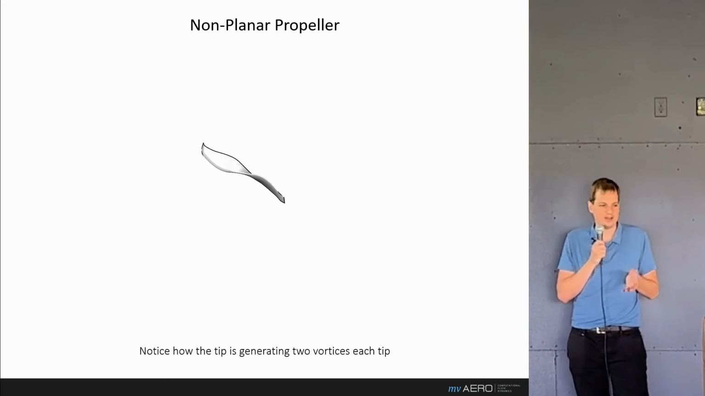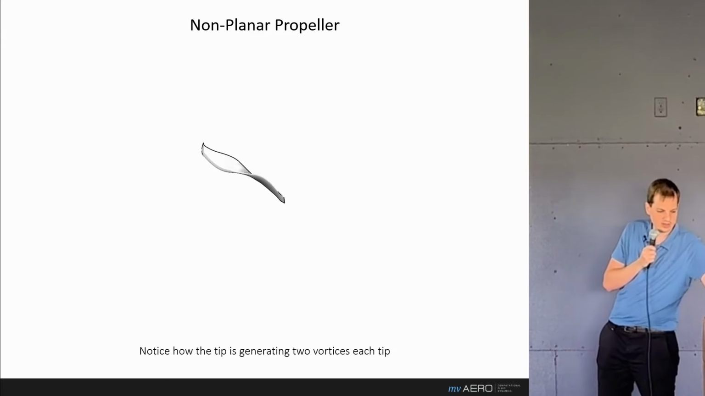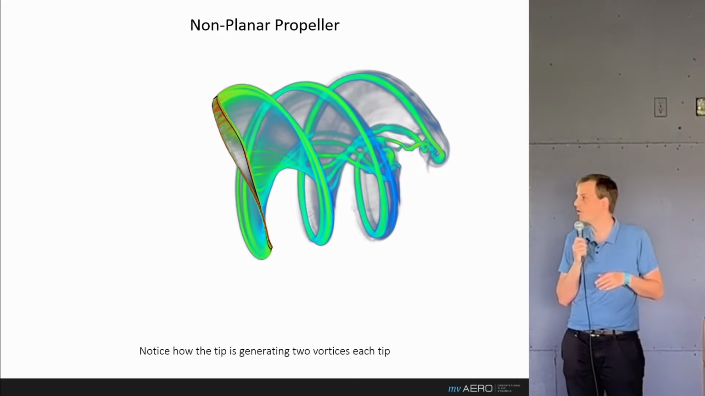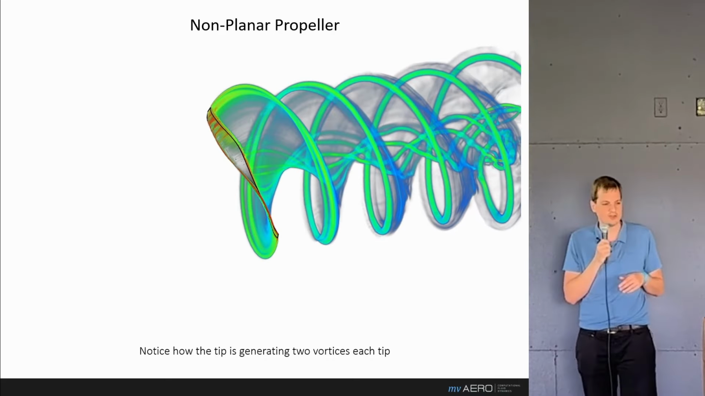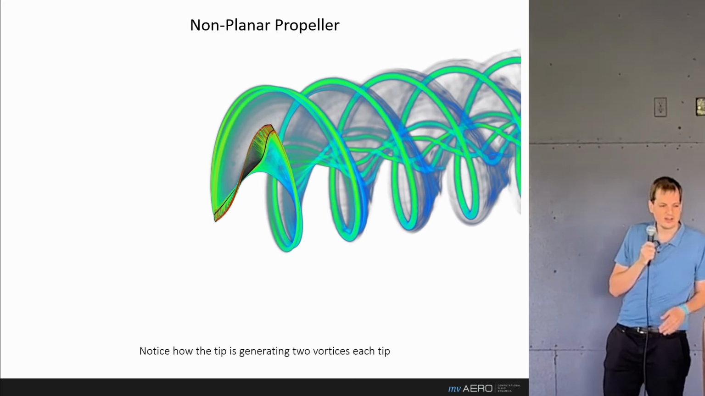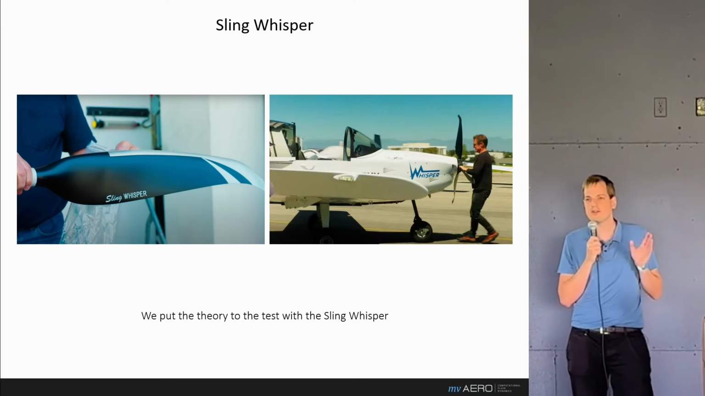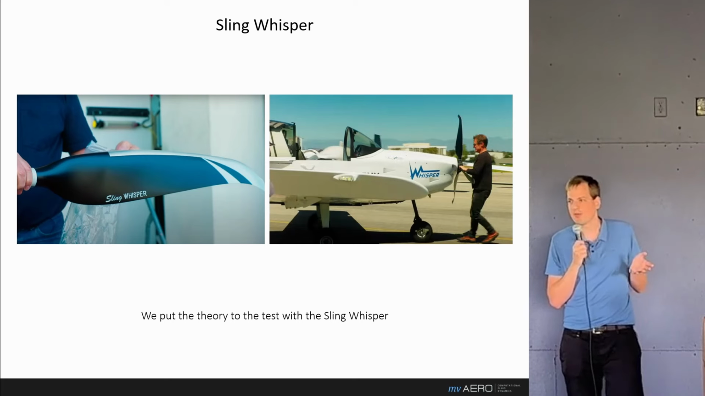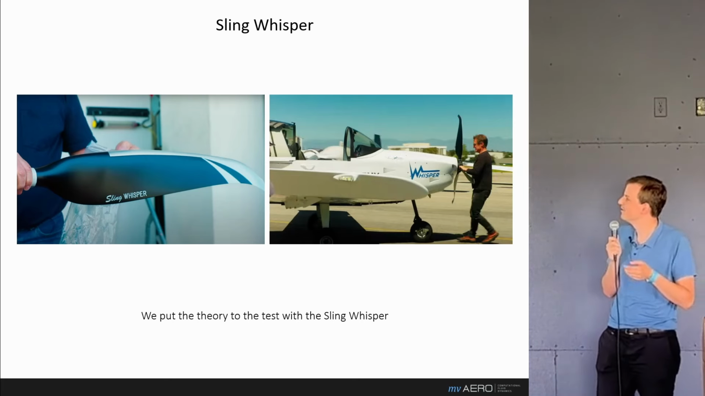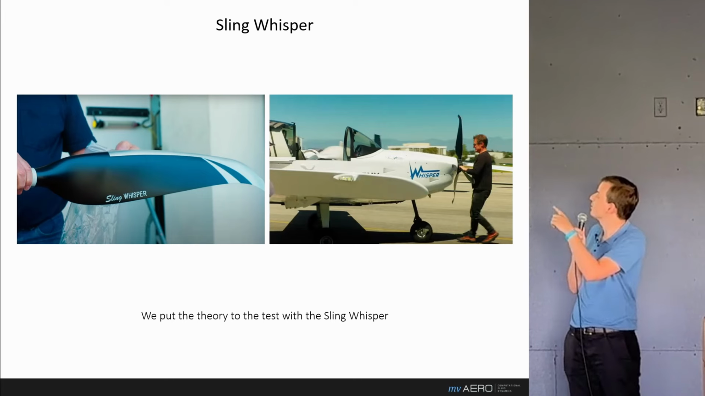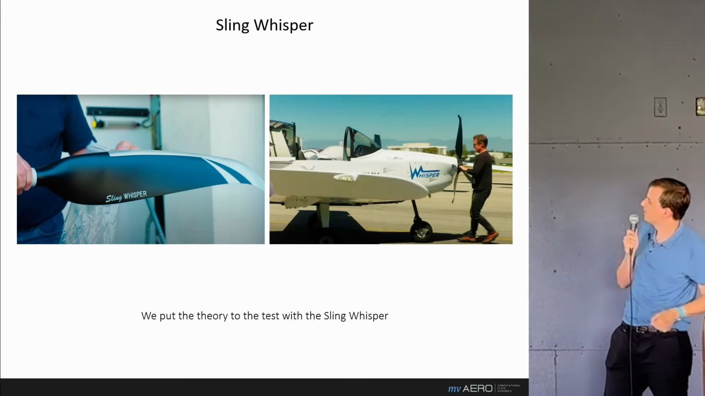And when we start to look at the tip vortex generation in CFD, we can notice that indeed it is not producing a single tip vortex, but rather two distinct weaker vortices. And that's pretty great, but that's theory, and it's even better to put it to practice. The great thing about working with Craig is that he can actually build propellers, and he can build them pretty fast. So here's one blade you see to the left, and it was actually applied very recently to the Sling Whisper you see on the right. And notice the non-planar tip on the right.